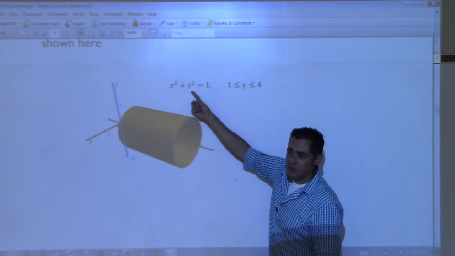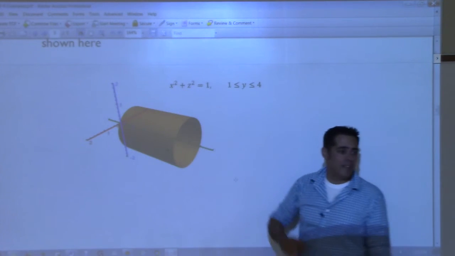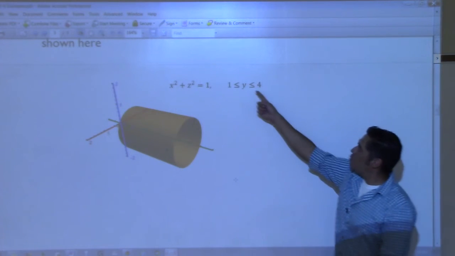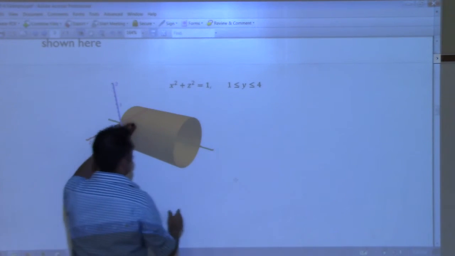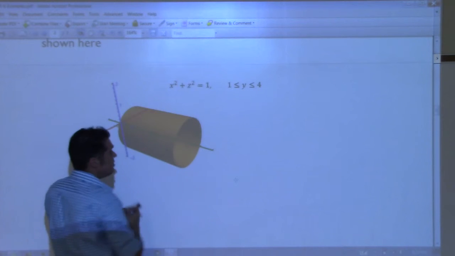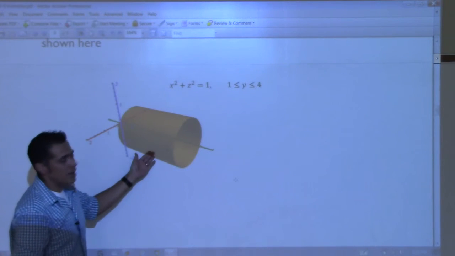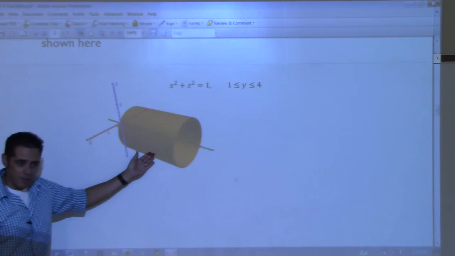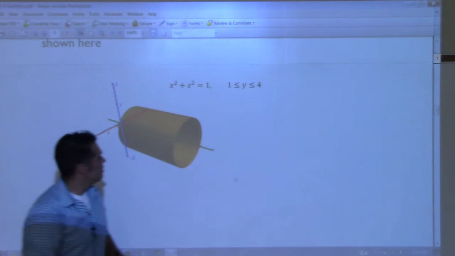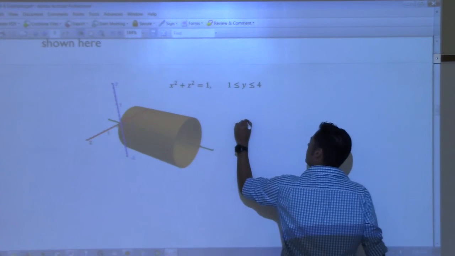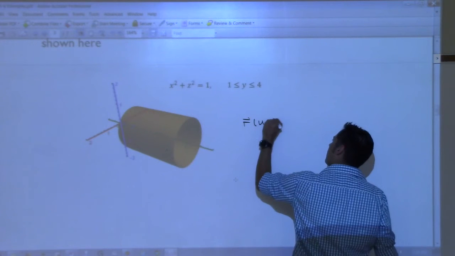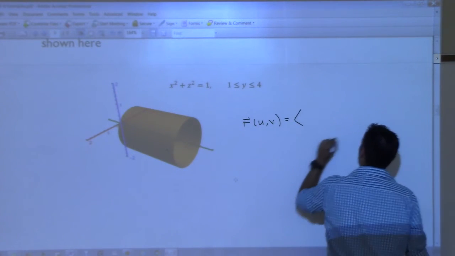Radius of 1, and it opens out the y-axis because y is missing. But if I restrict y between 1 and 4, it's only going to draw it from 1 to 4 on the y. So this is a pretty well-defined way of drawing that cylinder, but I want to do it with a vector function. So let's say r of uv. Okay, good. I think I've already heard it. What is it?